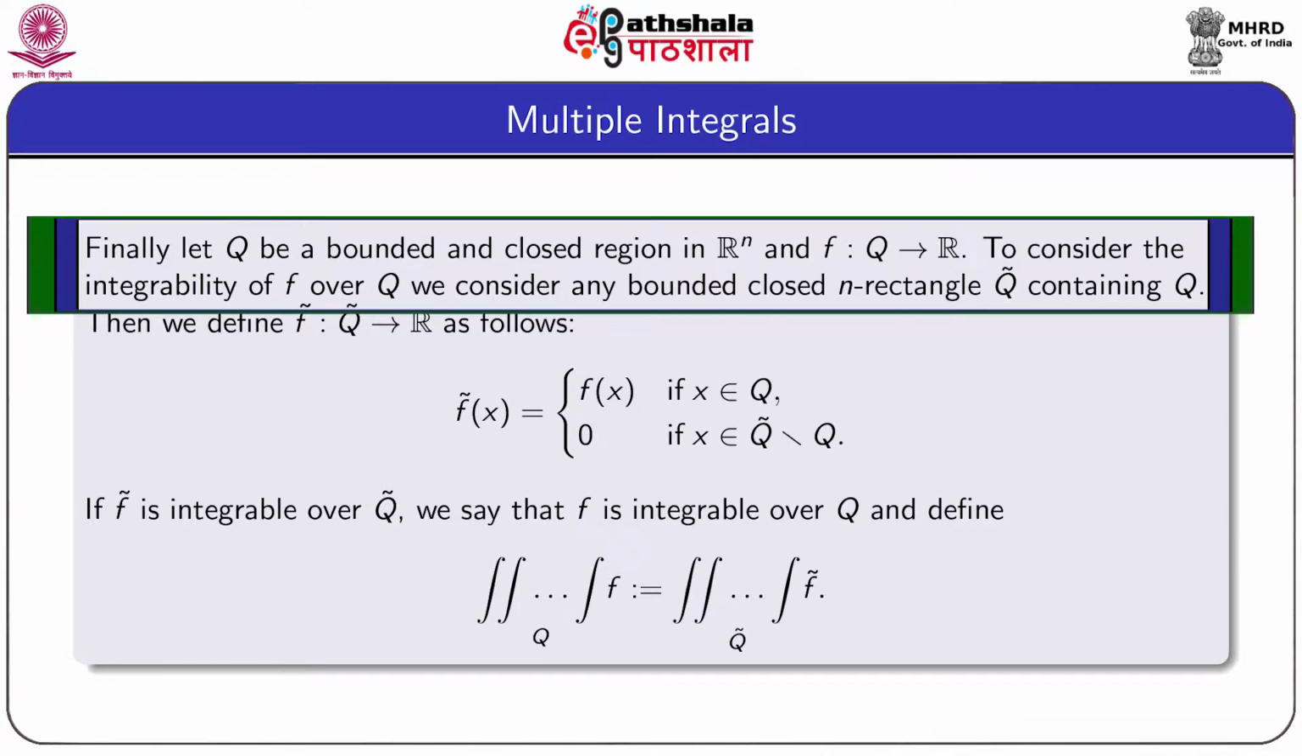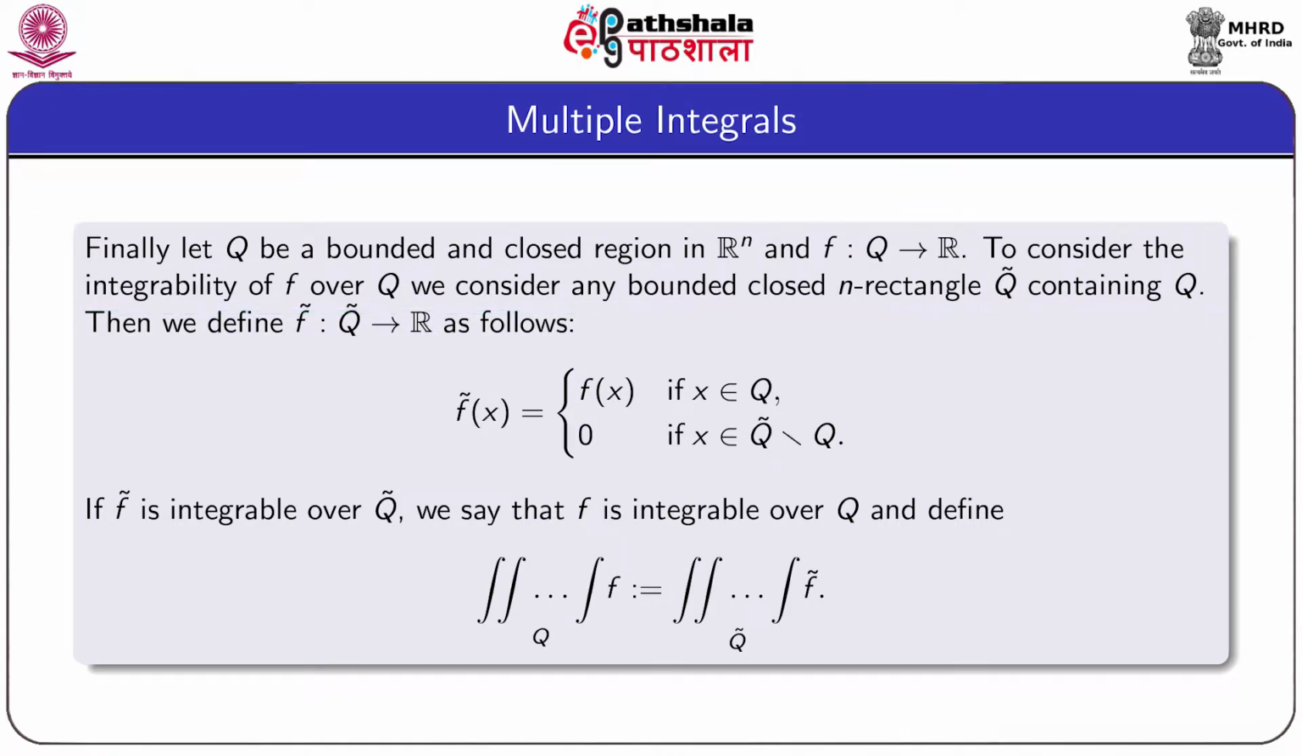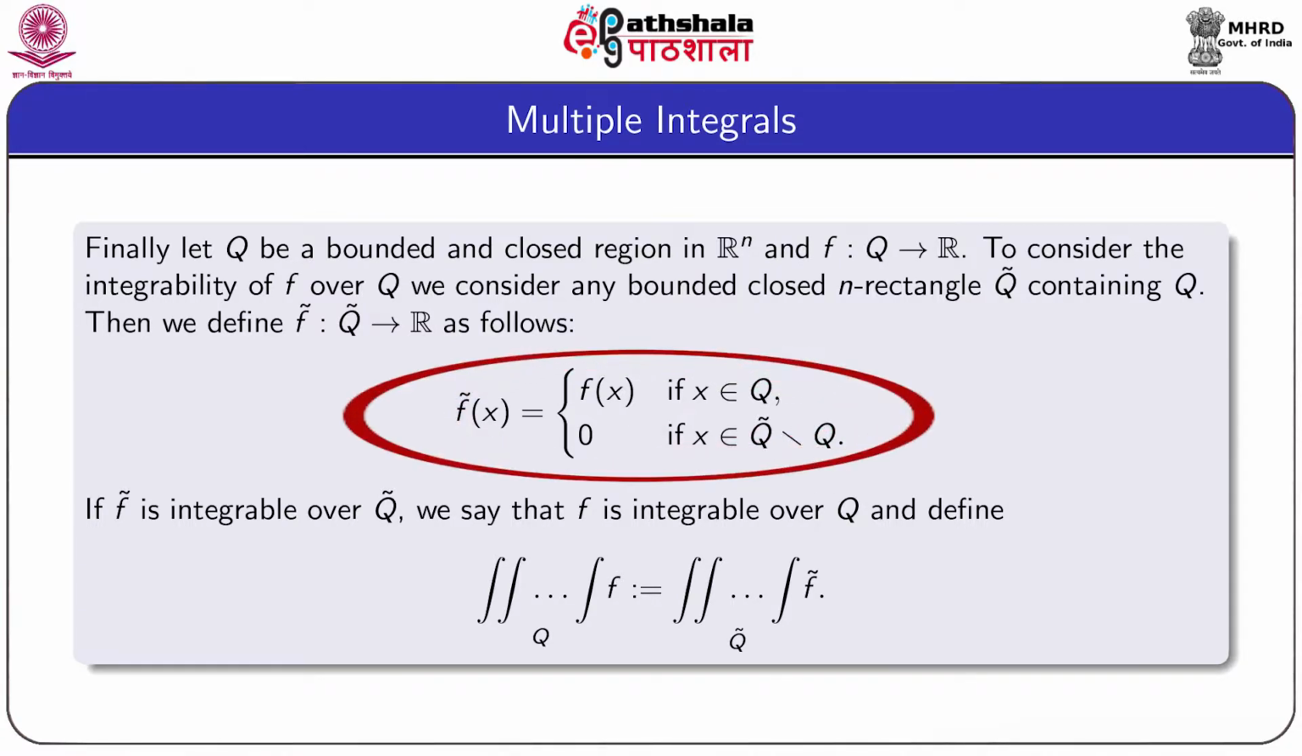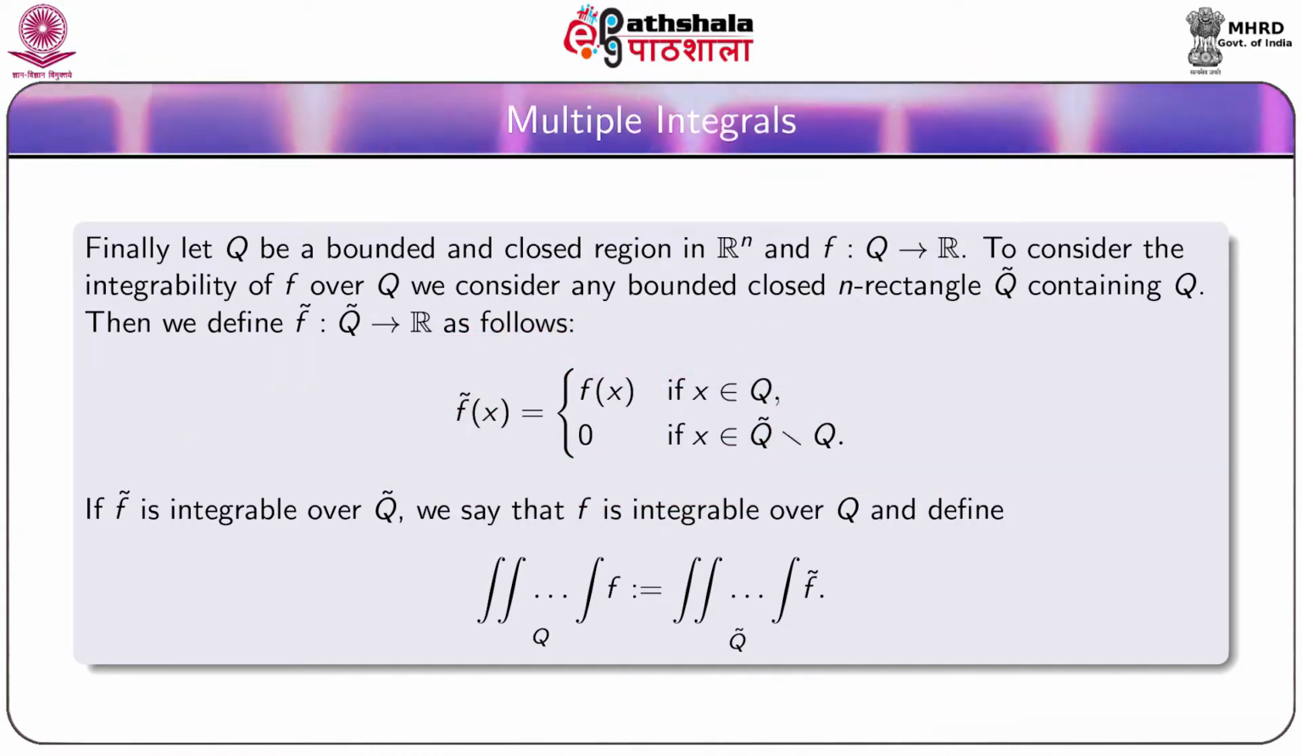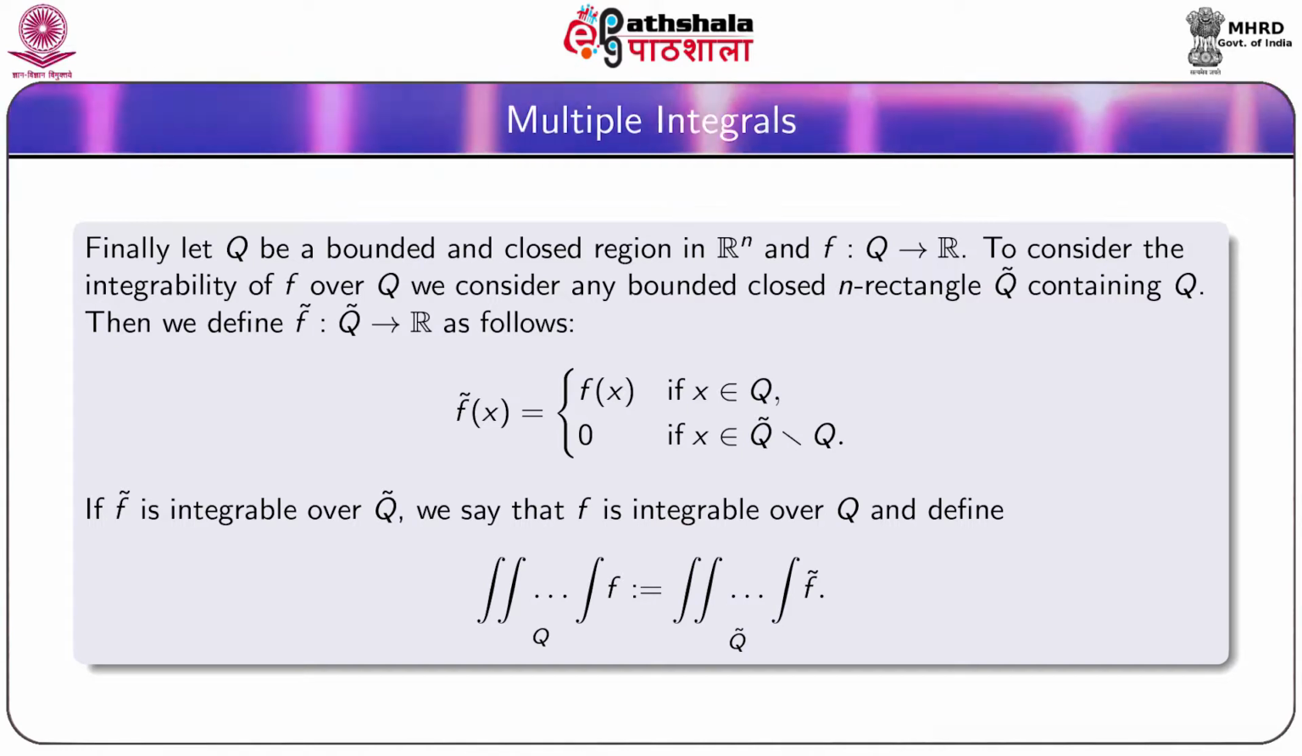Finally, let Q be a bounded and closed region in Rn and f a scalar field defined on Q. To consider the integrability of f over Q, we consider any bounded closed n-rectangle Q tilde containing Q. We define another real-valued function f tilde over Q tilde as follows. f tilde of x is defined as f of x if x is in Q, and 0 if x is in Q tilde but not in Q.